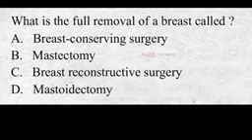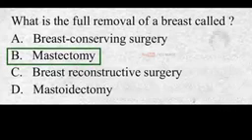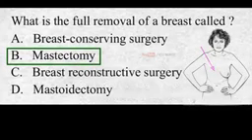What is the full removal of a breast called? A. Breast conserving surgery, B. Mastectomy, C. Breast reconstructive surgery, D. Mastoidectomy. And the correct answer is B. Mastectomy. A mastectomy is a surgery to remove all breast tissue from a breast as a way to treat or prevent breast cancer.